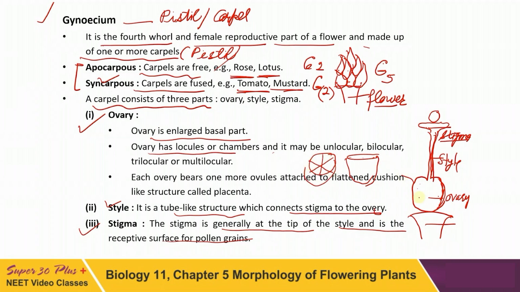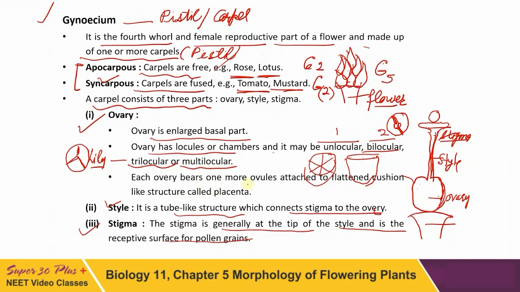So depending upon the number of chambers, it may be unilocular, one chamber. It may be bilocular, that is 2 chambers. Bilocular condition will be like this, as is found in the family Solanaceae, in brinjal, dhatura, chili, tomato. It may be trilocular. Trilocular condition will be like this: this is the ovary, and here we can see the 3 chambers, as is found in the lily family, right? Or it may be multilocular.